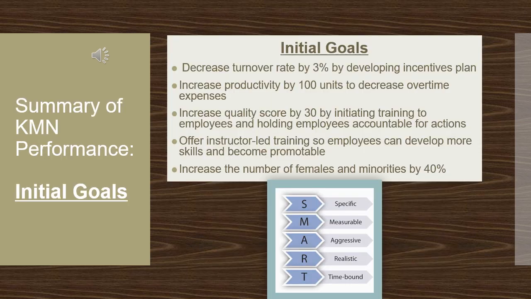As a team, we made sure to create SMART goals, which are specific, measurable, aggressive, realistic, and time-bound. Our initial goals were to decrease turnover rate by 3%, increase productivity by 100 units, increase quality score by 30, offer instructor-led training so that employees could develop more skills and become more promotable in their field, and increase the number of females and minorities by 40%.